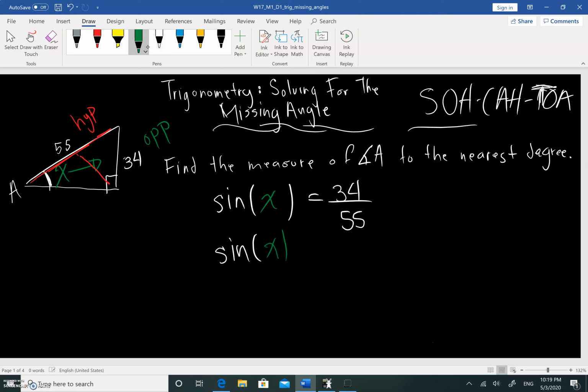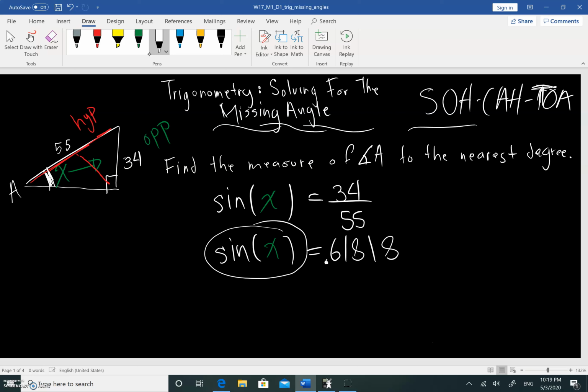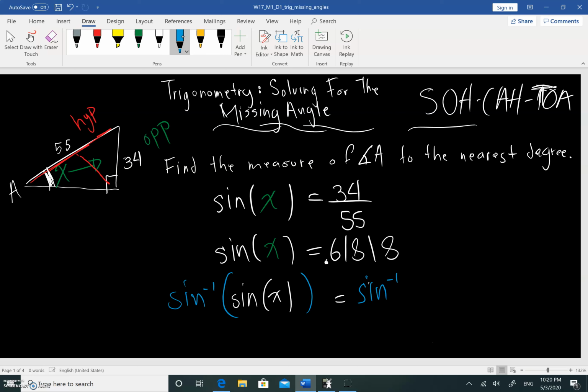So it's going to be sine of x is equal to 0.61818, right? So these are the decimals. We want x by itself because we want to find the angle. So we need to find a way to leave x by itself, and that's where we use our inverse operation. What's the opposite of sine of x? The opposite of it is to take the sine inverse of it. So we write sine inverse of sine of x, and whatever we do to one side, we have to do to the other side. So this is going to be sine inverse of 0.61818. All right, so I did the same function on both sides.